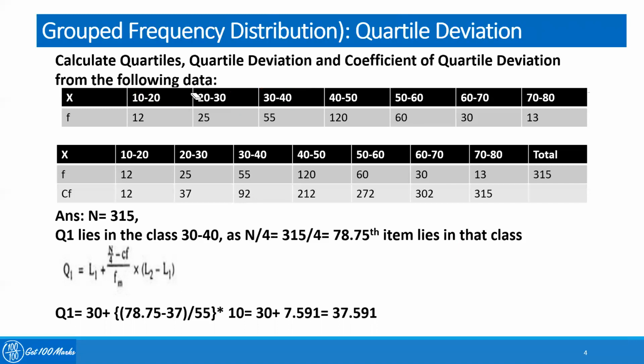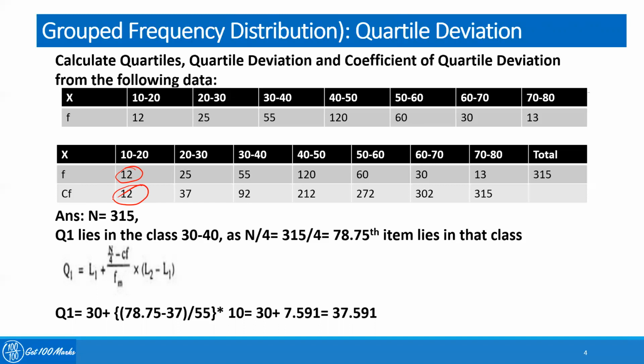For this kind of question, let's have a look. Again, the first step to calculate quartile deviation or quartiles is to calculate the cumulative frequency. To calculate cumulative frequency, as I have just discussed, you keep on adding the frequency from one class to another. So for the first class, the frequency is 12, so the cumulative frequency will be 12.